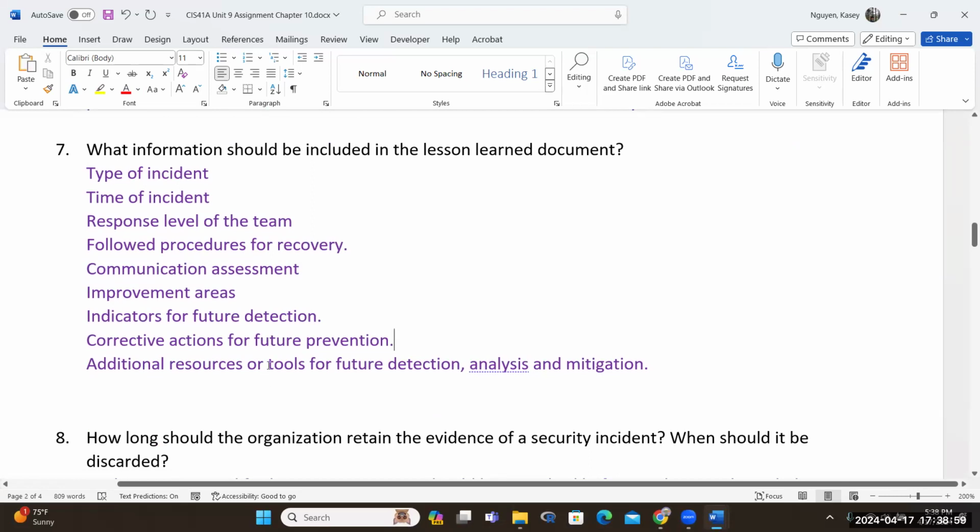And then the resources and tools for future detection. So instead of researching it as we go, which takes a lot of time, if you already have the tools in place, it's much better, right? It doesn't mean that a future incident will be the same, it could be similar but a little different, but at least you would have the basic tools that you need to address it.